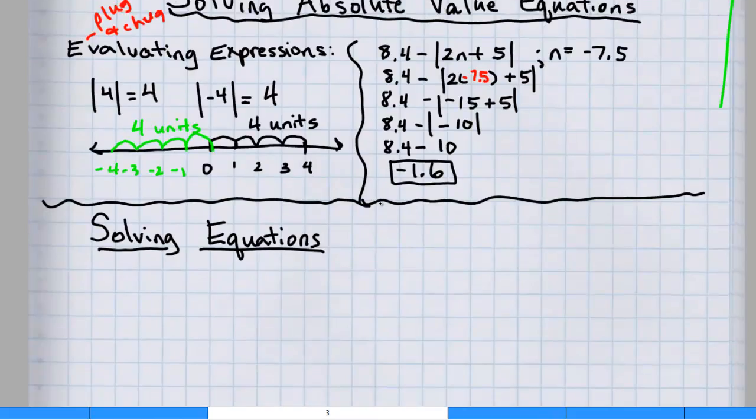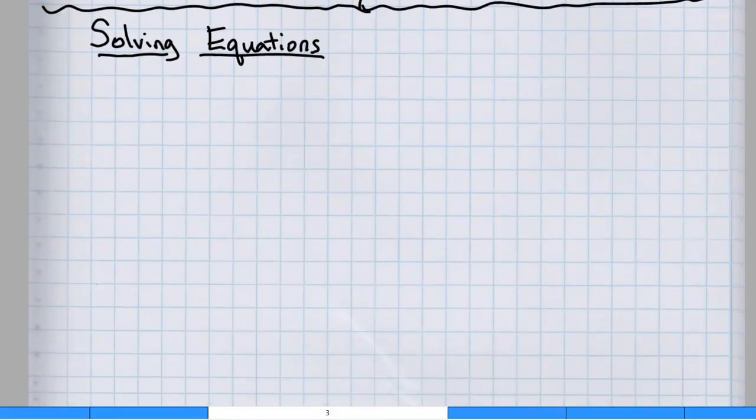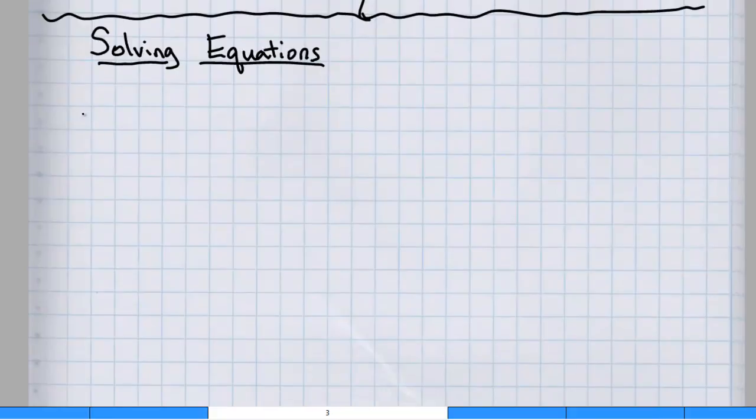Because the absolute value is the distance away from 0, and there are two possible numbers that can make that positive, the absolute value of a negative is positive and the absolute value of a positive is positive, then I will have two possible answers. Let's look at the first one.